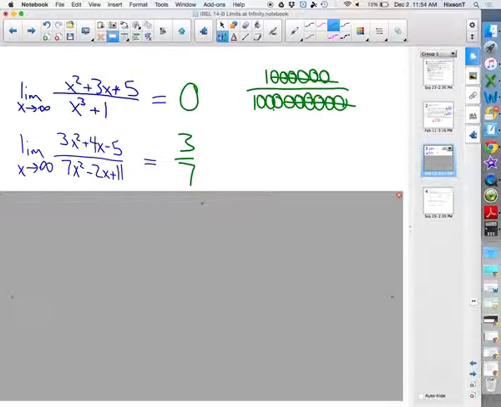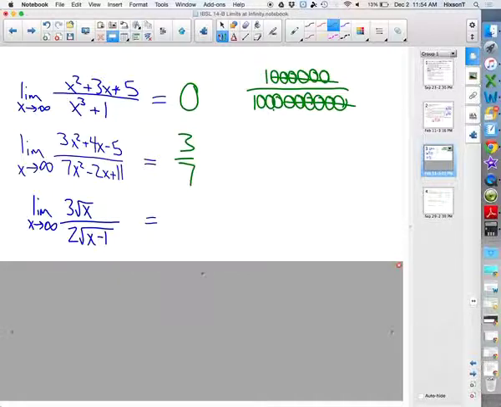The degrees are the same, so we take the ratio of the coefficients. How about this one? Are the degrees the same? Yes, the degree of the numerator and denominator are both 1/2. Okay, so even though there's this -1 here, that's okay. X is still to the half power. So same degrees, you got 3/2 for your limit.